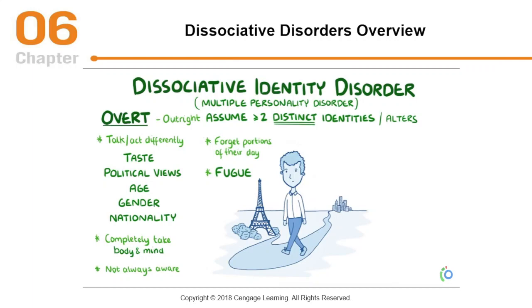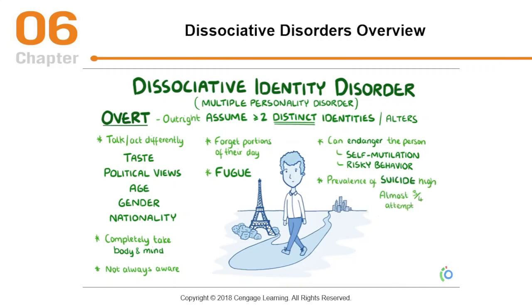Having overt dissociative identity disorder can potentially endanger the person, especially if one identity engages in self-mutilation or risky behaviour. The prevalence of suicide among those with the condition is very high, with almost 3/4 attempting suicide at least once in their life.